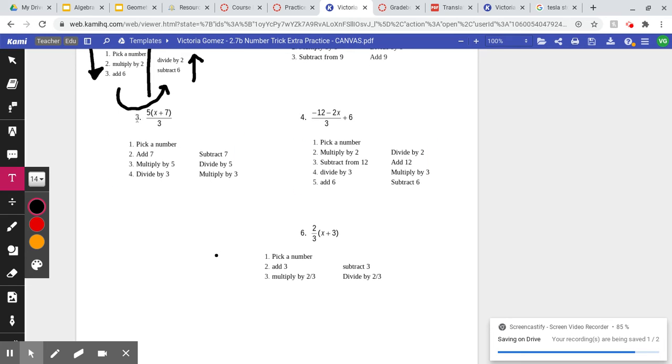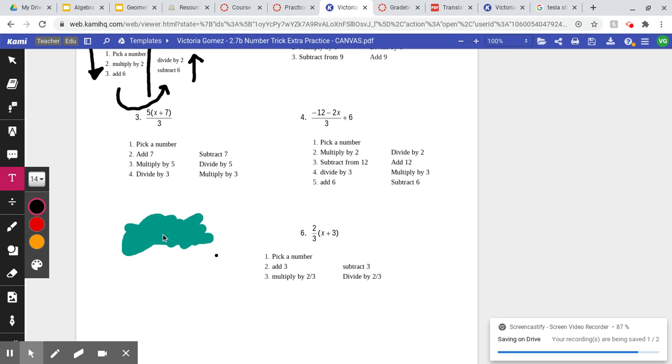If I go down here to number 3, I have 5 times (x plus 7) divided by 3. Okay, well, I have an x in there, so I'm going to pick a number, and then it's inside parentheses with 7. So we know that in PEMDAS, we have to do parentheses first. So add 7 is next. And then that whole thing is being multiplied by 5. So multiply by 5 is next. And then we do division because it's underneath right there. So divide everything by 3.